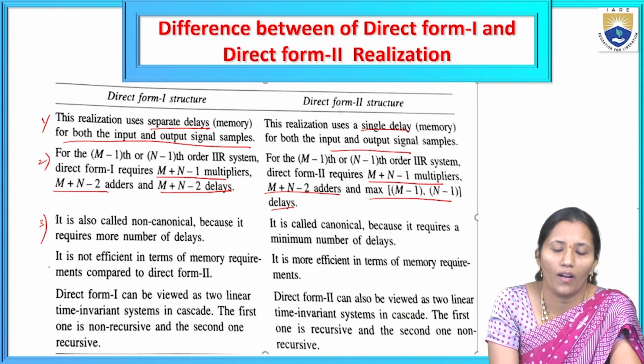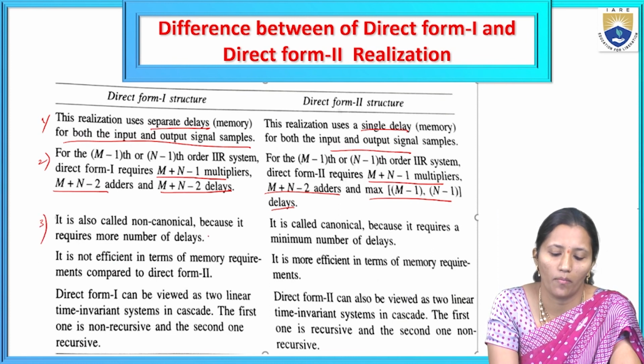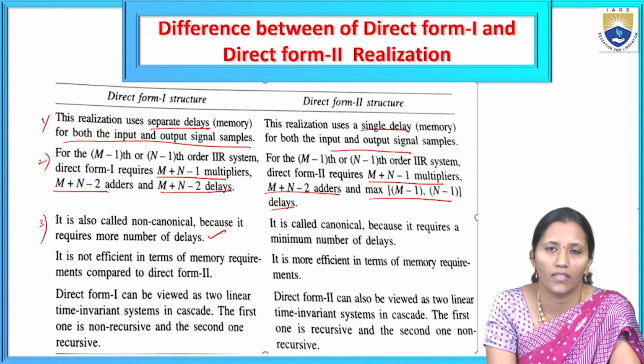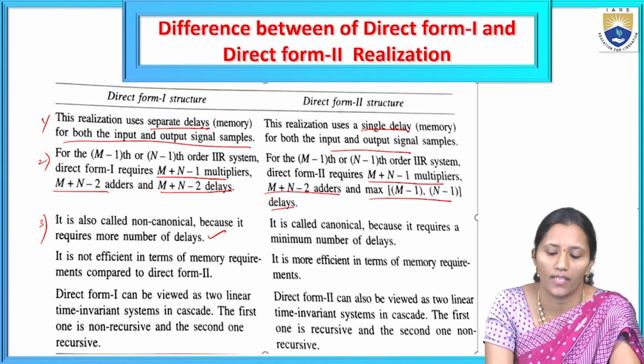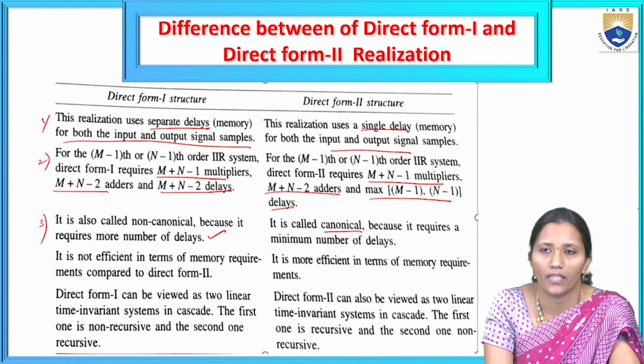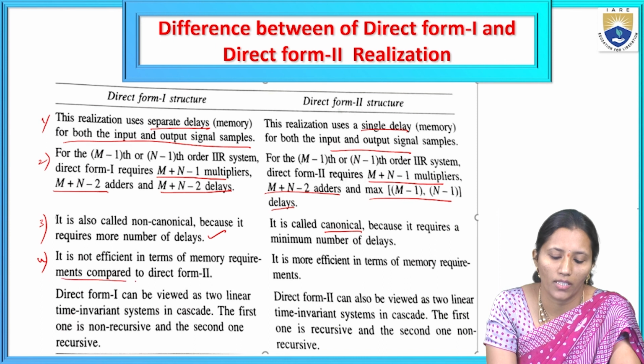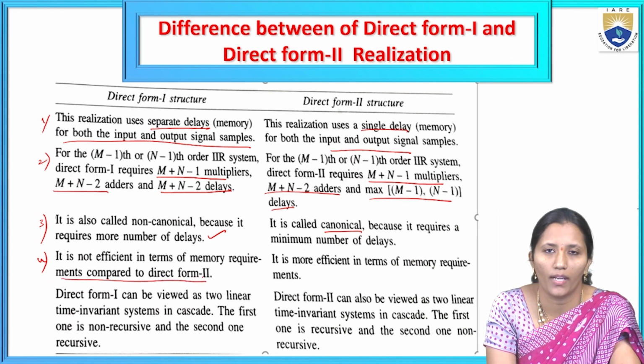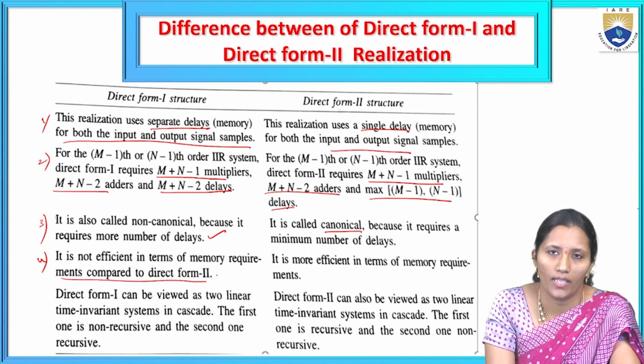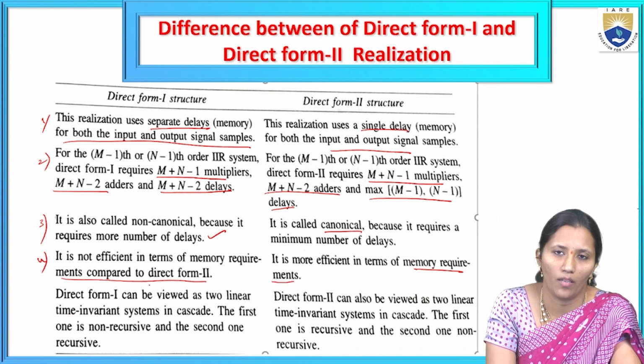And direct form 1 is also called non-canonical because it requires more delays. So the direct form 1 structure is called a non-canonical structure, whereas the direct form 2 structure is called a canonical structure because it requires the minimum number of delays. And the fourth point, direct form 1 is not efficient in terms of memory requirements compared to direct form 2, because here the number of delays is higher. The direct form 2 structure is more efficient in terms of memory requirement, because we are reducing the number of delay elements.